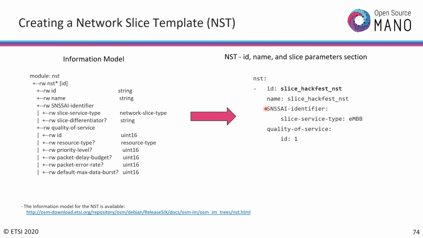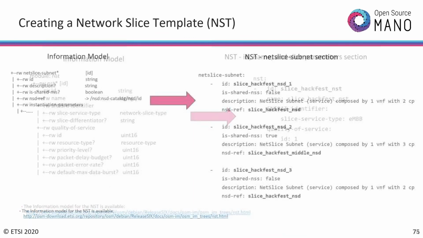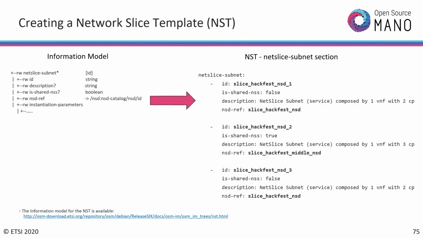Okay, so we have this first block of parameters here, and that is the first thing that you require for your network slice template. The second thing we mentioned was the net slice subnets, which are defined based on the network service descriptors. That's why you have a network service descriptor ref, which is the name of your network service descriptor, and you have to set an ID. Also, it's very important to take into account the parameter shared network slice subnet.